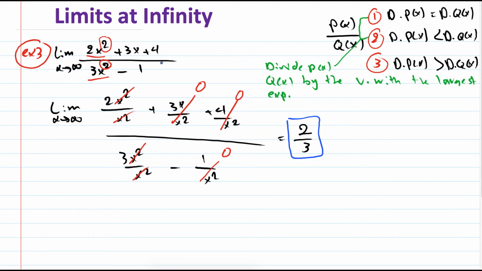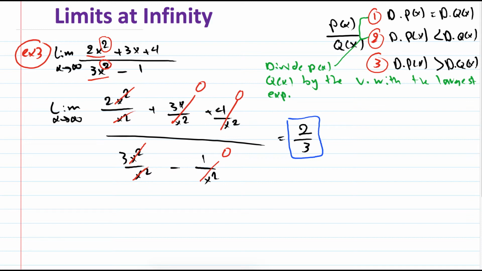So when you have a rational function and infinity is involved, this is the rule that you're going to follow. If the degree of p of x is less than the degree of q of x, or the degree of p of x equals the degree of q of x, then you divide the top function and the bottom function by the variable with the largest exponent. And you can think of it this way: just choose the leading coefficients. Right here is 2 and right here is 3. Just divide 2 by 3, and you get 2 over 3.